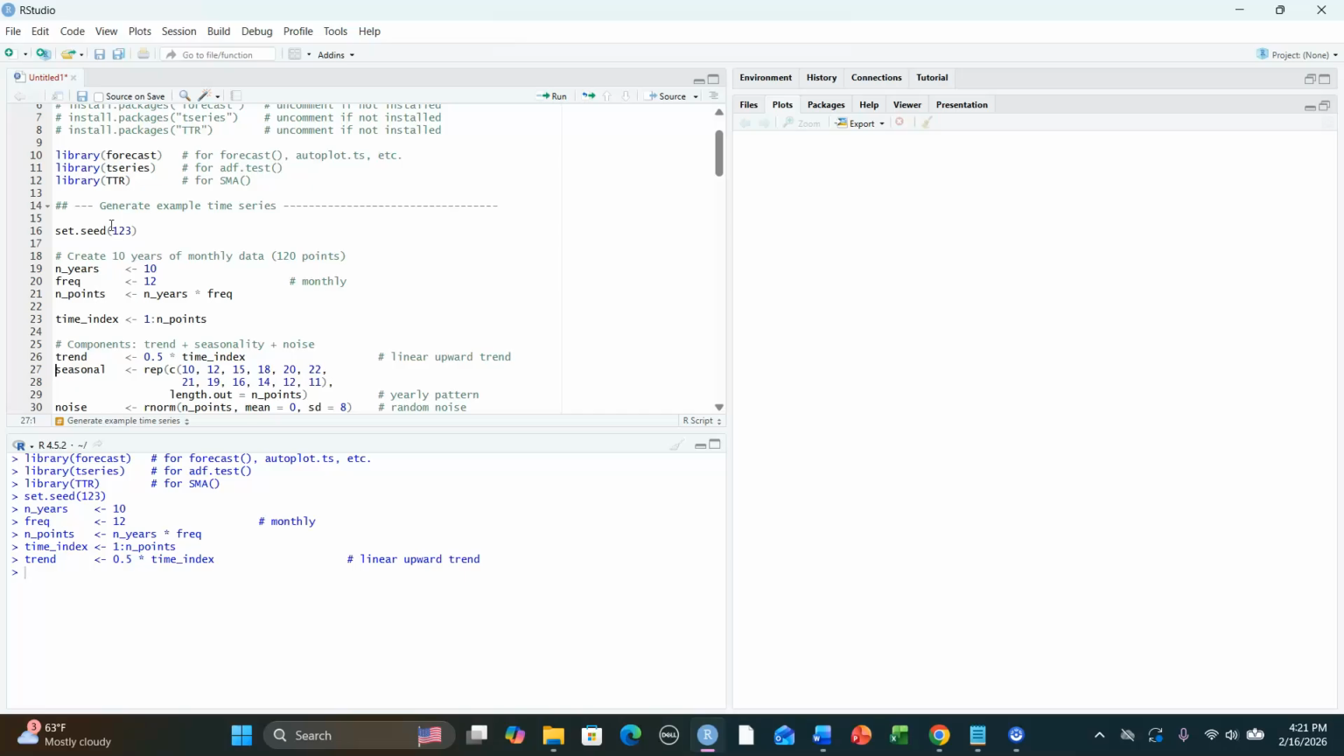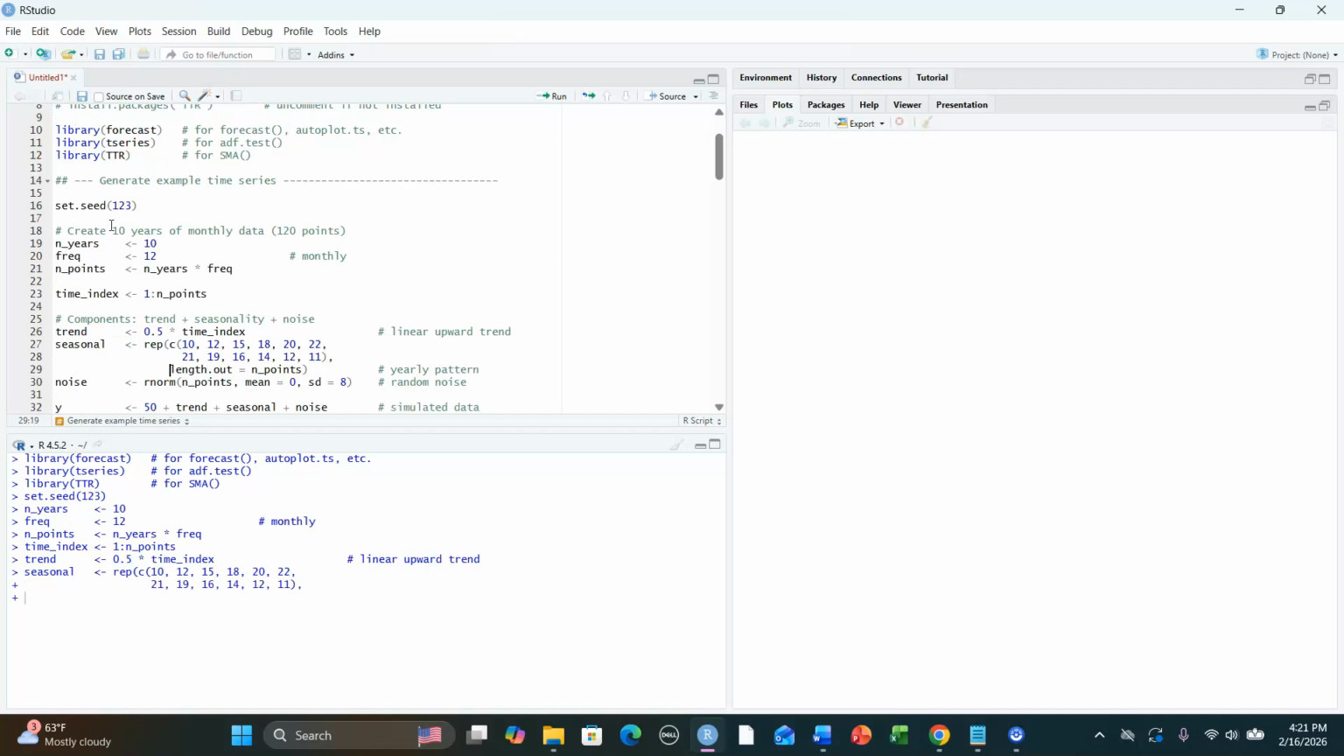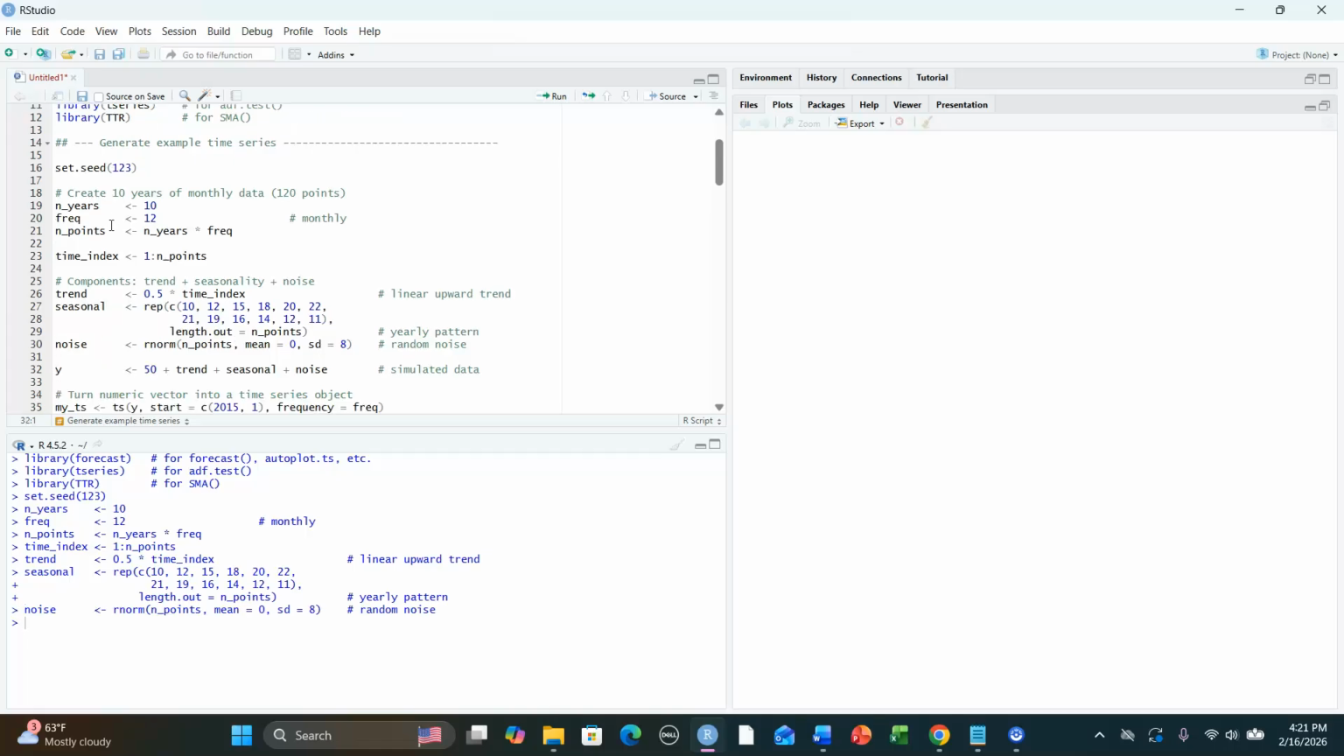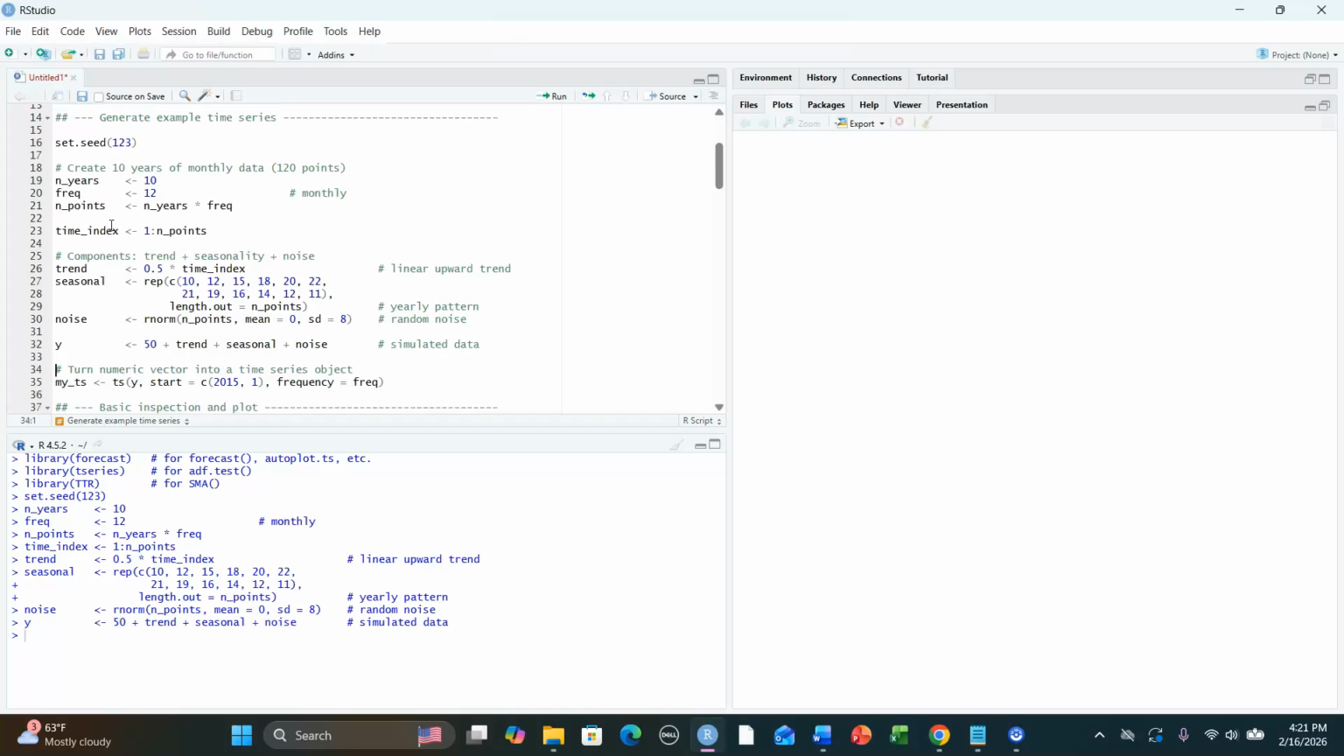So it is a linear upward trend, 0.5 times the time index, and we get a seasonal pattern repeated, with length.out equal to n points. So it's a yearly pattern, and random noise, just from the normal distribution. Then we put everything together, and we get our simulated time series.